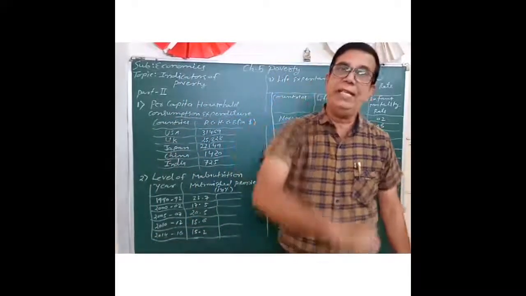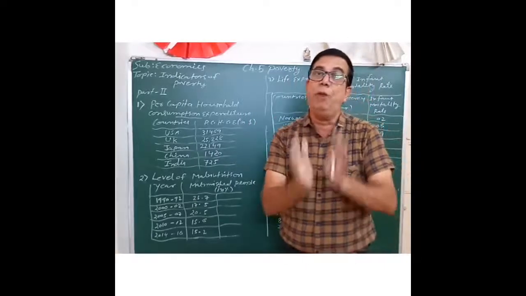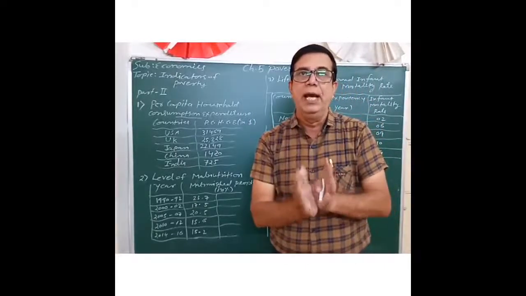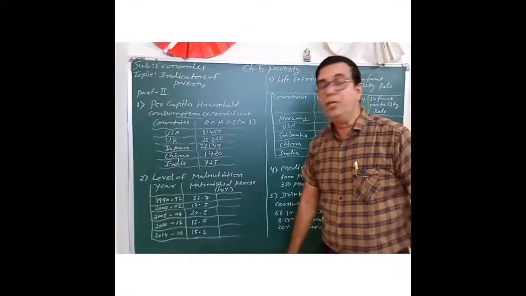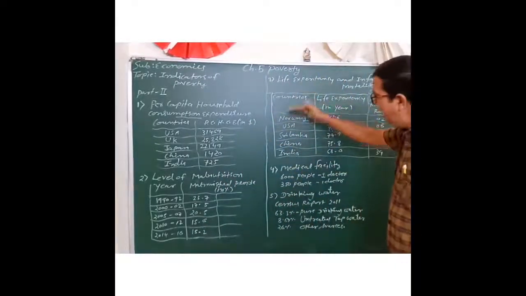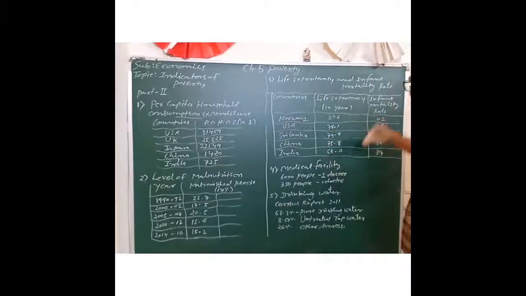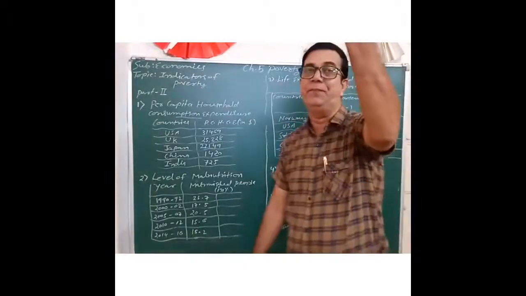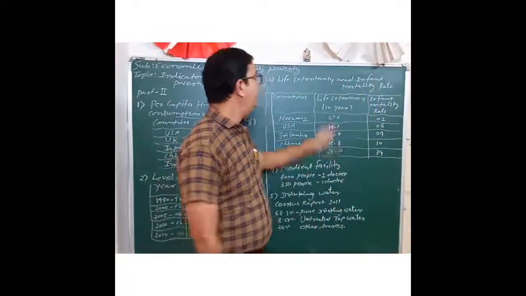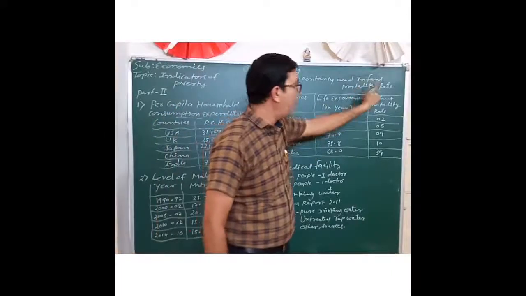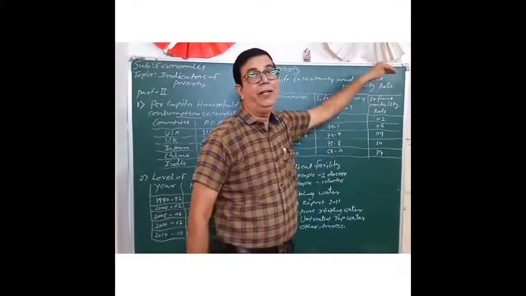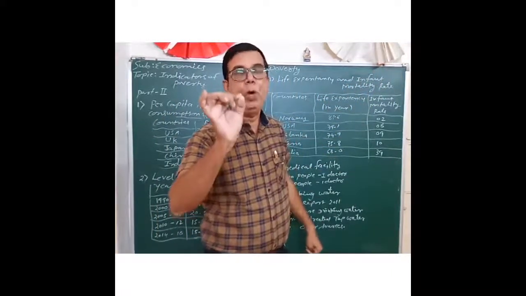Because of less income they can't get proper two-time meals, and because of that they become the victim of malnutrition. So here their life expectancy is less, and the infant mortality rate is also high. So this shows that in India life expectancy is less and infant mortality rate is very high. These are the indicators of poverty.